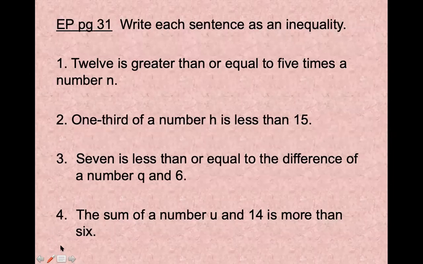So I'm just going to start with the first word they give me, which is 12. It says 12 is greater than or equal to. Okay, so greater than or equal to. The next part says 5 times a number n. So 5 times a number n. And I could put a little multiplication symbol in there, but remember, a variable next to a number implies multiplication. Okay, notice it's not asking me to solve, it just says write it as an inequality.